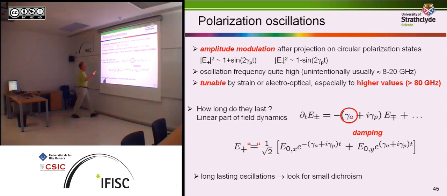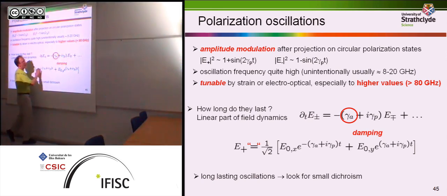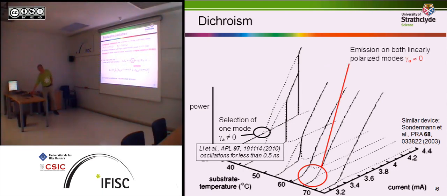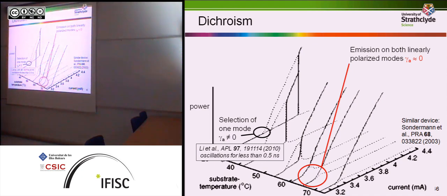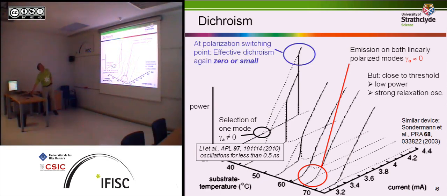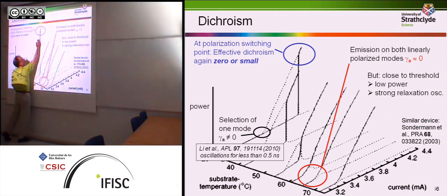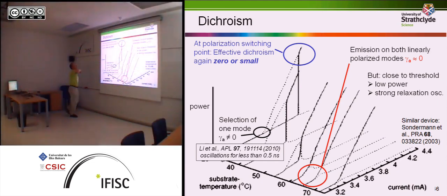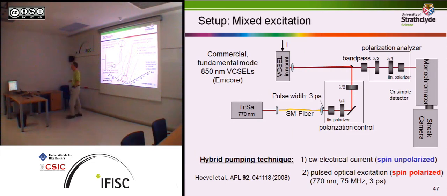And as I said, the dichroism is actually a nuisance. It destroys it. So you need to look for a range of low dichroism. And normally the dichroism selects one polarization, so there you don't want to be. Then you can find ranges around threshold where the dichroism is small, but at threshold power is low and polarization oscillations are strong. You don't want to be there either. And then there's this additional region where maybe not the linear dichroism is zero, but the effective nonlinear dichroism is essentially zero. And that might be a point to look, whether we can do that.